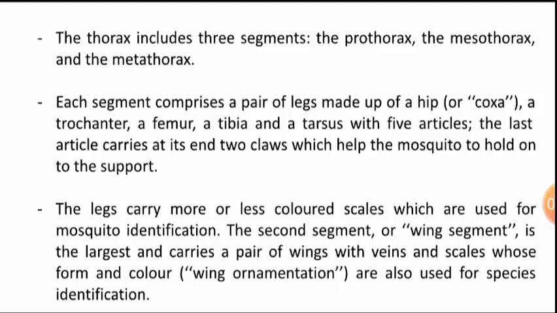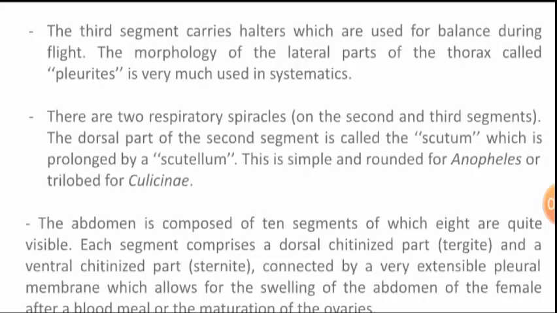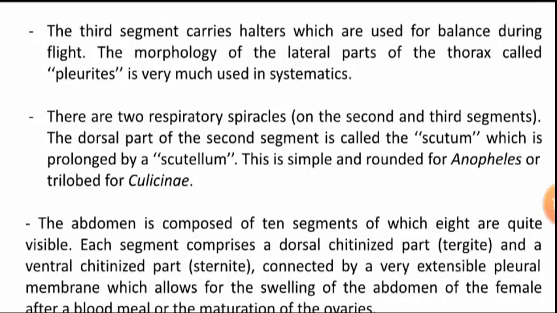The second segment, also called the wing segment, is the largest and carries a pair of wings with veins and scales, whose form and color are also used for identification. The third segment carries halteres, which are used for balance during flight. The morphology of the lateral parts of the thorax, called pleurae, is very much used in systematics. And there are two respiratory spiracles on the second and third segments.